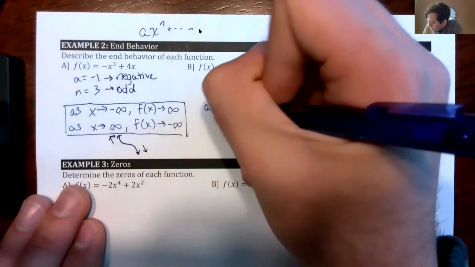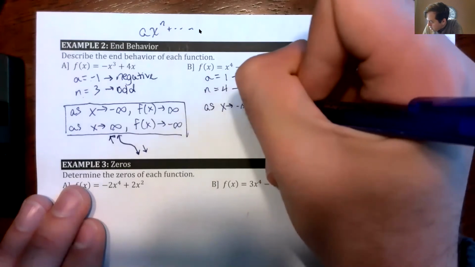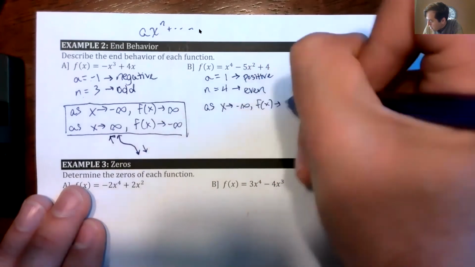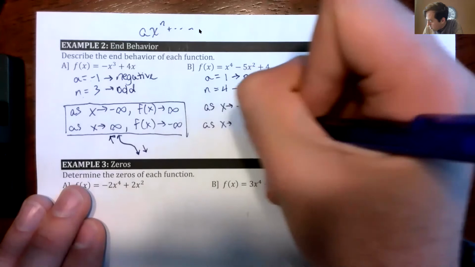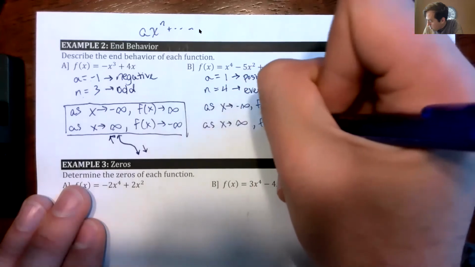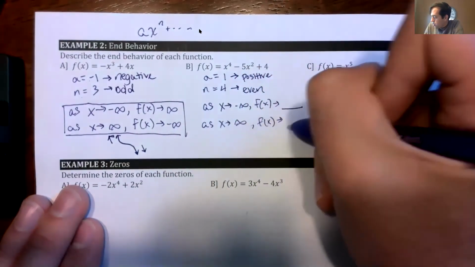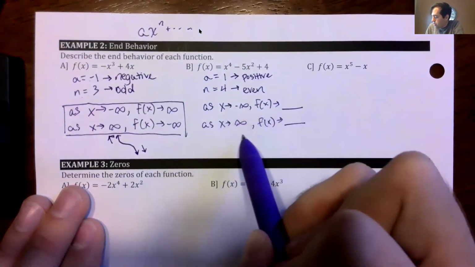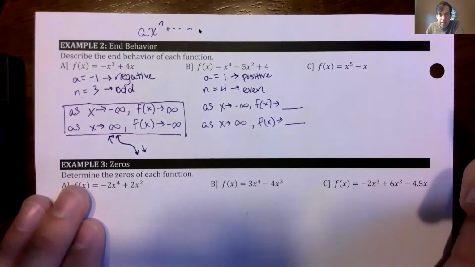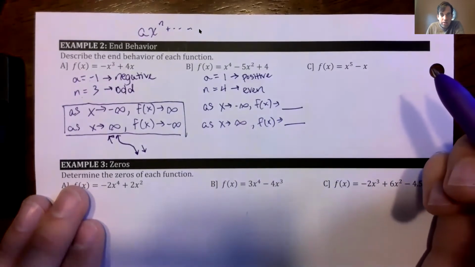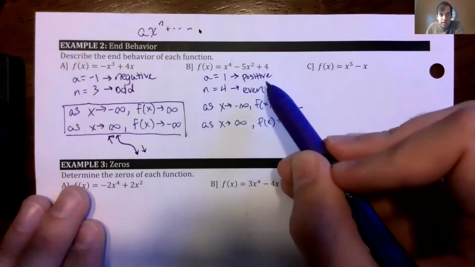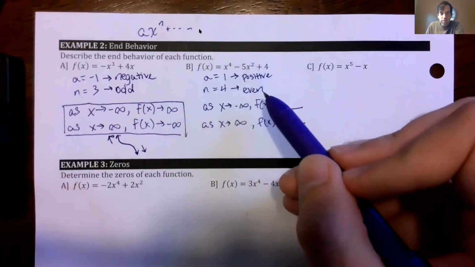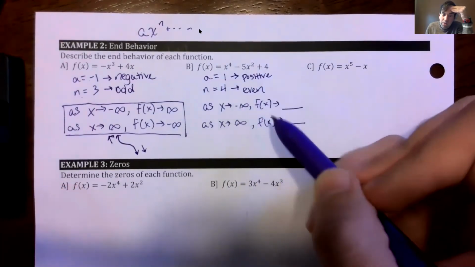And every end behavior starts with this same template. As X approaches negative infinity, f of X approaches something. As X approaches infinity, f of X approaches something, okay? And those are the blanks that we're trying to fill in each time. So here we are positive and even. So eventually we're gonna have to be able to do this without looking at the chart.